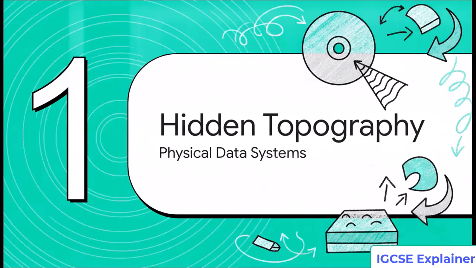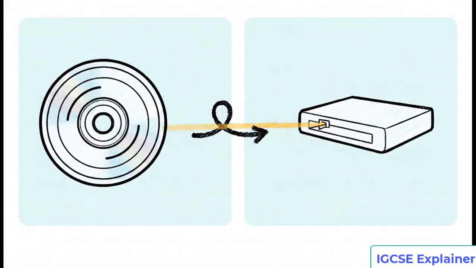Section 1. Hidden topography of data. To really grasp how this data is accessed, we have to look at the two halves of a single system. On one side, we have the optical media itself. This is your passive physical hardware like your CD or Blu-ray. And the crucial thing to understand here is that unlike an old-school magnetic hard drive that uses concentric circles, an optical disc stores all of those pits and lands on one single continuous spiral track that runs all the way from the center out to the edge.